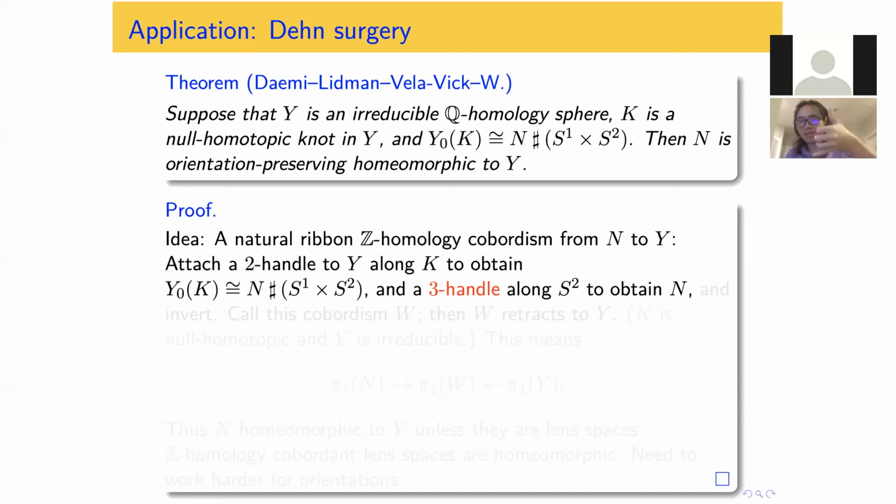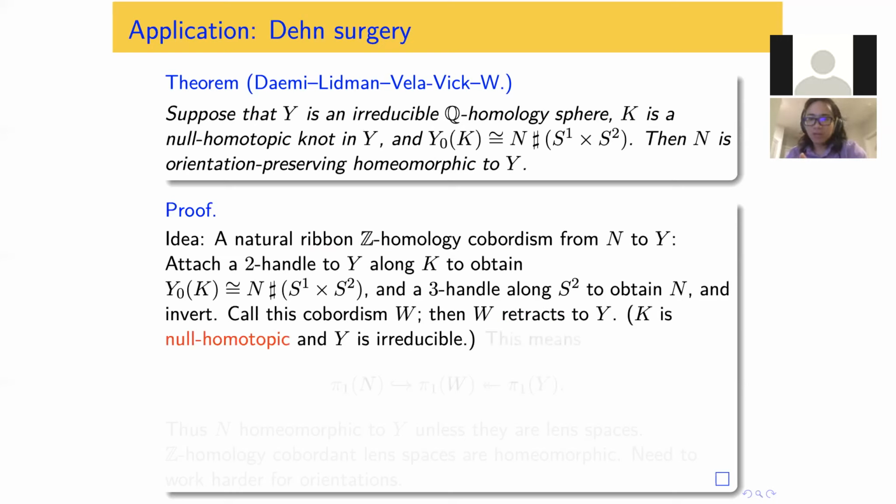So now if you invert this, that's going to be a cobordism from N to Y. Instead of having a 2-handle and a 3-handle, you have a 1-handle and a 2-handle. So invert it, you get a ribbon cobordism. You can check very easily that this is indeed a Z homology cobordism. So it's a ribbon Z homology cobordism, and all the theorems that we stated earlier apply to this. Now I'm going to call this cobordism from N to Y W. The first claim is that W retracts to Y. So let's see why that is true. You first look at the 2-handles that you attached.